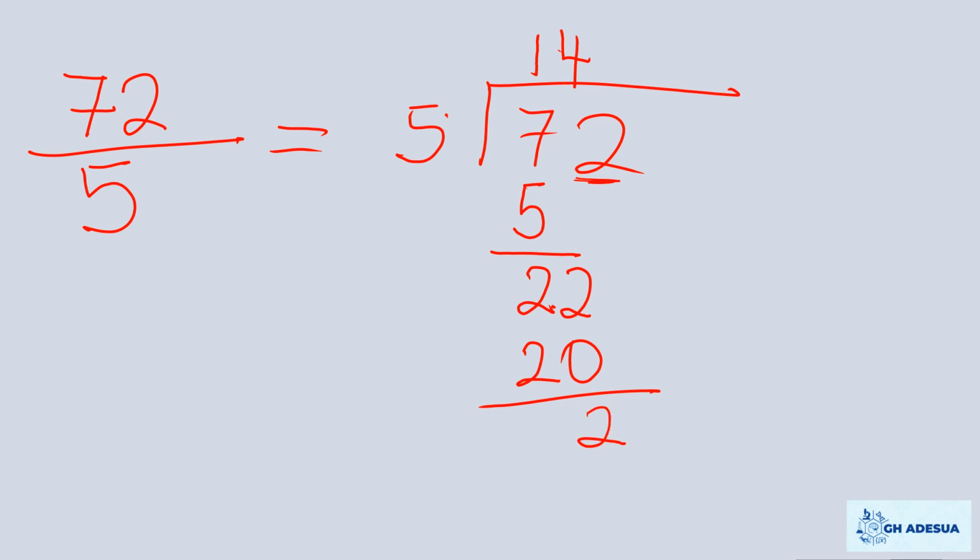What do you do next? Okay, so 5 goes into 2 is not possible, right? So you put a point there, you add 0 here. All right, 5 goes into 20, 4 times. 5 times 4, remainder. Okay. All right. Is that the answer you got?